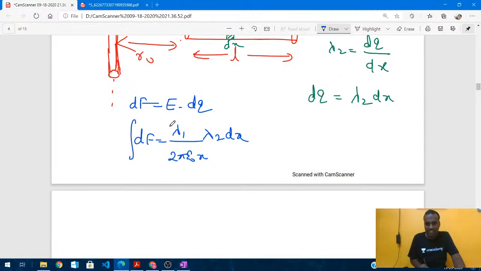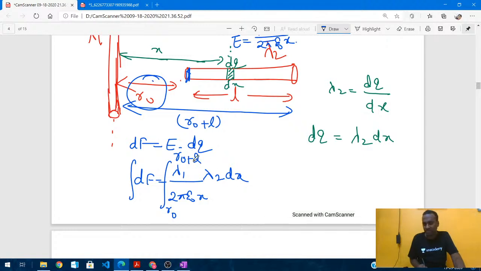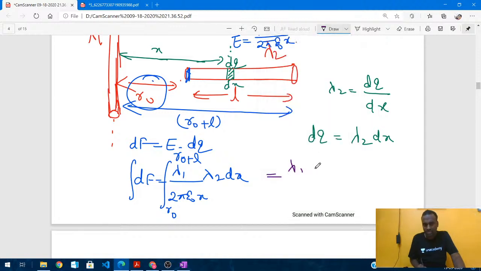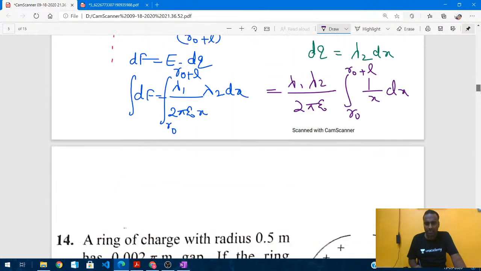So now you have to integrate. Where to where do we have to integrate, students? The first element is at a distance R0, and the last element at a distance R0 plus L. So we integrate from R0 to R0 plus L, which gives lambda 1 lambda 2 upon 2 pi epsilon naught into the integration of 1 by x dx, from R0 to R0 plus L. Students who are present online, kindly tell me if you are understanding, so I can proceed.